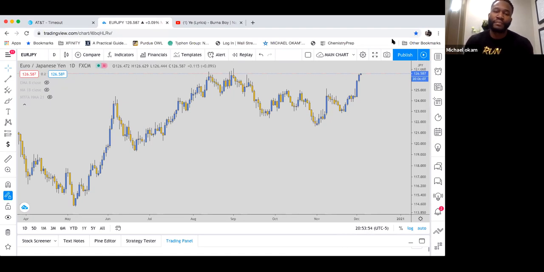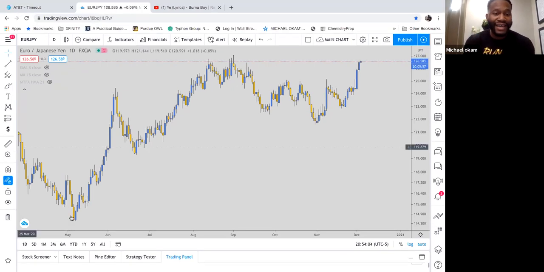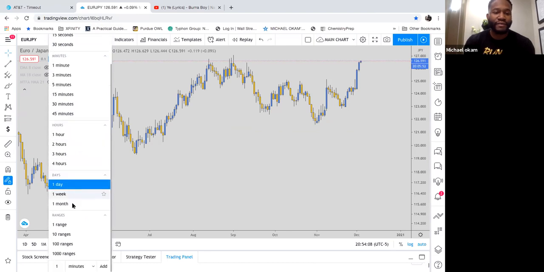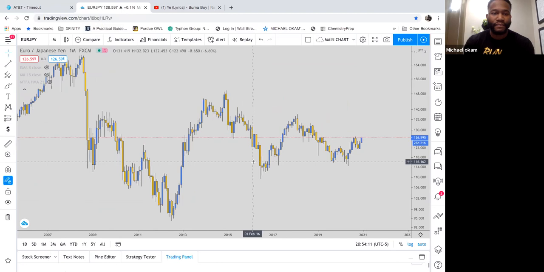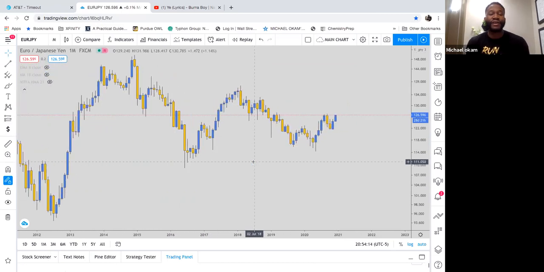Okay. So this is a nice pair to trade, Euro JPY. So for me, guys, anytime I'm looking at the markets, I always start out from the monthly time frame. Y'all take notes too. I start out from the monthly time frame. Why monthly?